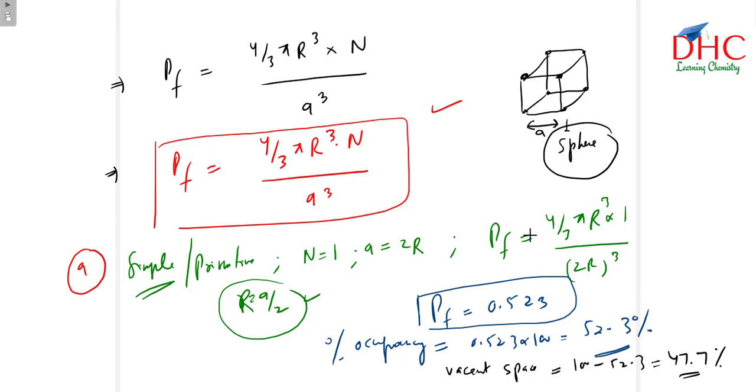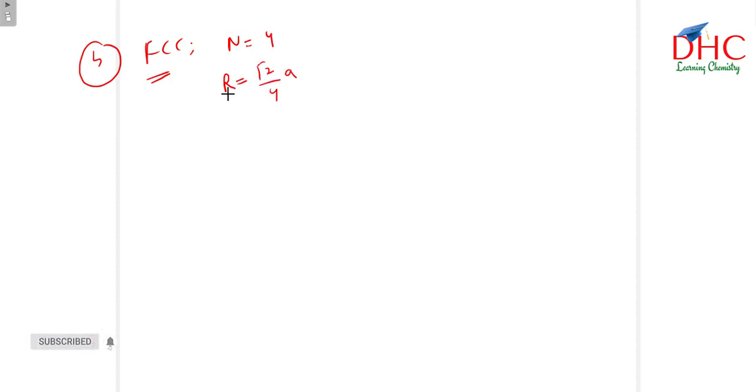So this is how you calculate the packing fraction. You will remember this value. This is important as far as the competitive exams are concerned. Next, if you have a face centered cubic lattice, how can you find that? For FCC, you know the number of particles is equal to 4 and the relation between radius and the edge length is root 2 by 4 into a.